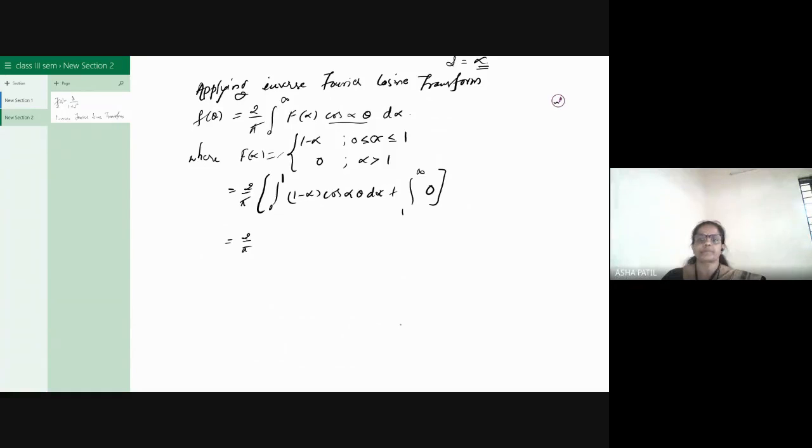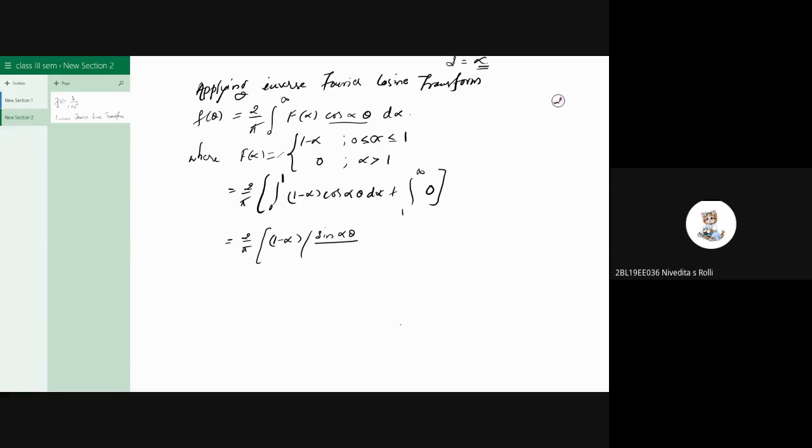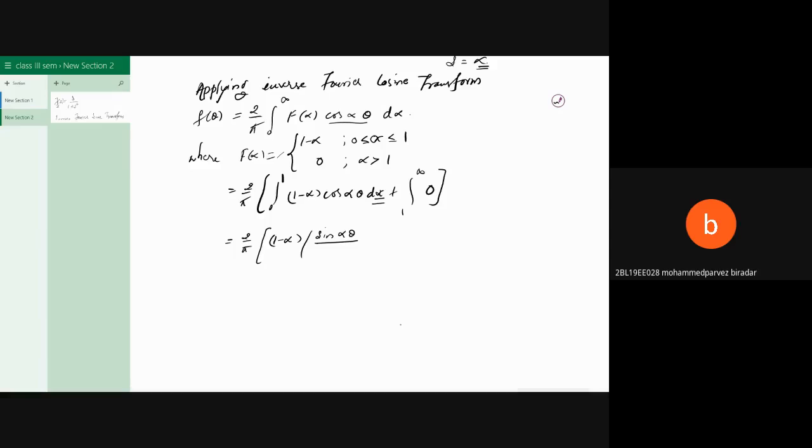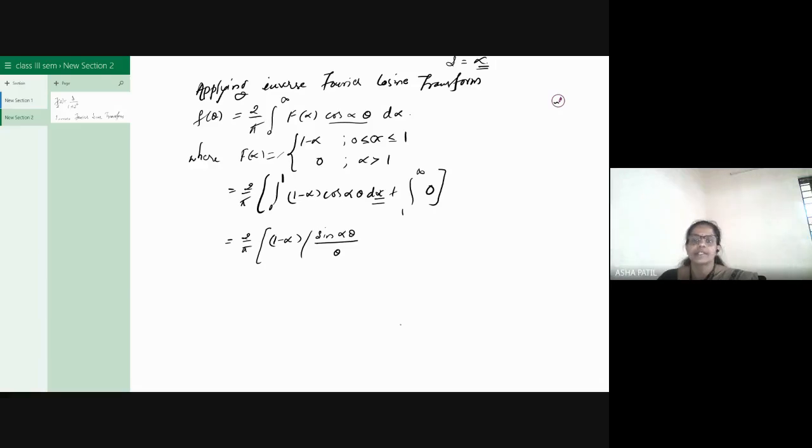Two by pi. Apply Bernoulli's rule. 1 minus alpha as it is, integration of cos alpha theta. What's the integration? Sin alpha theta divided by theta, ma'am. You are integrating with respect to theta. Yes, see that you write the variables correctly.